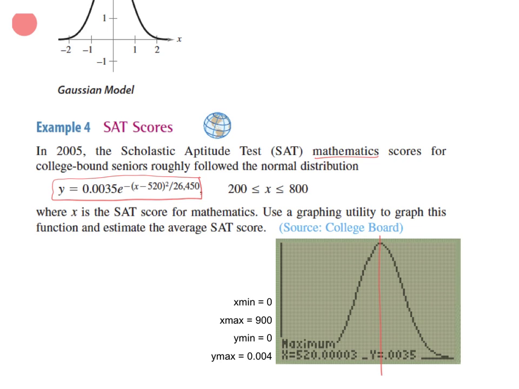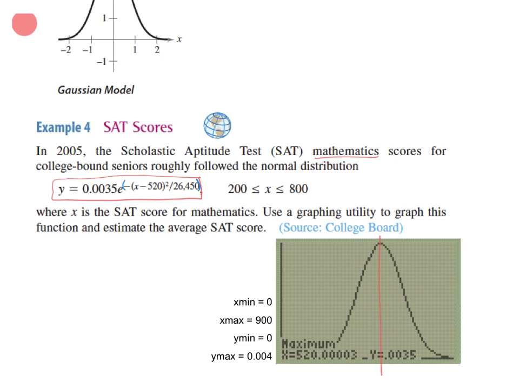Now, one thing to understand, if you were to graph this, if you were to punch this into your calculator, be careful punching it in. You want to make sure that you put parentheses around the entire exponent. Otherwise, it will only raise it to that negative x minus 520 squared power, and then it's going to divide the entire thing by that 26,450. So put parentheses in your exponent.